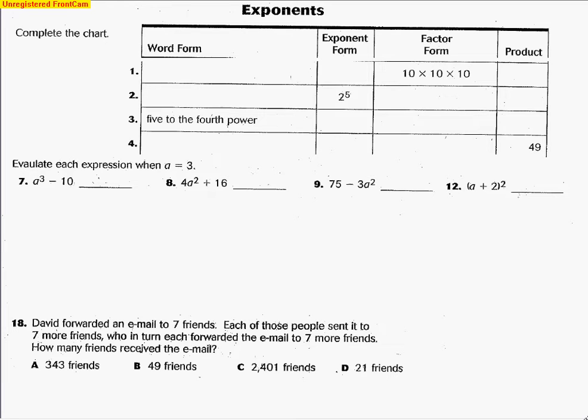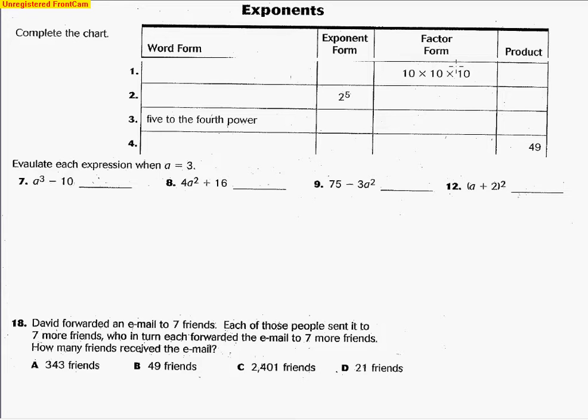This is a handout titled Exponents, and you're going to learn a little bit about exponents from it. So let's take a look at the first set of directions. It asks us to complete this chart. There are different forms we can express these exponents in: word form, exponent form, the factor form, and then the product. Product just means you're going to multiply all those numbers.